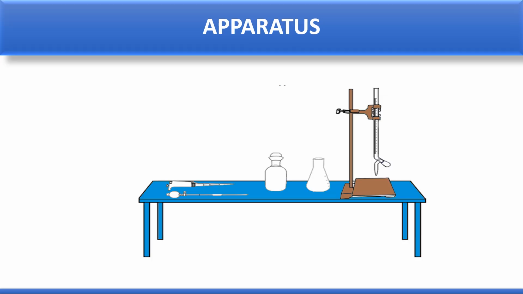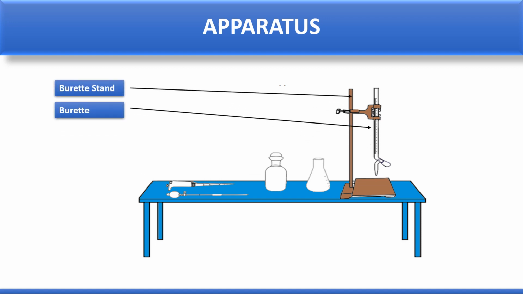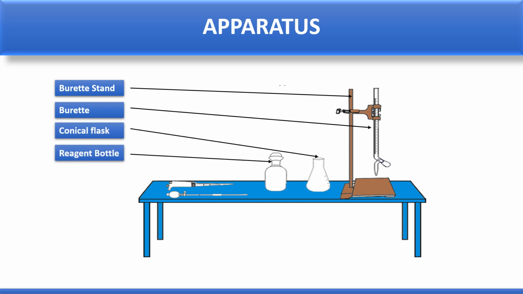Now, what apparatuses or glasswares are required in this titration? Burette stand, burette, conical flask, reagent bottle, dropper, and the pipette.